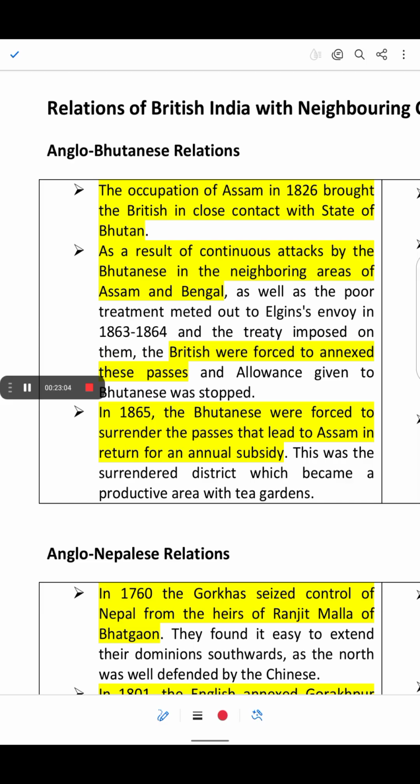Okay. Now the next topic is relationships of British India with their neighboring countries. First is Anglo-Bhutanese relations. The occupation of Assam in 1826 brought the British in close contact with the state of Bhutan.